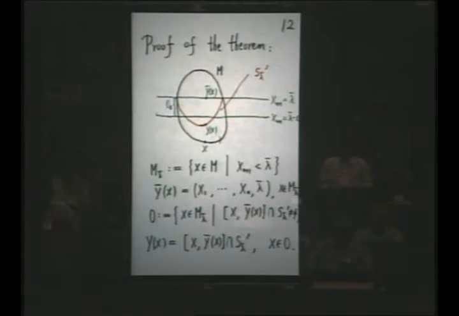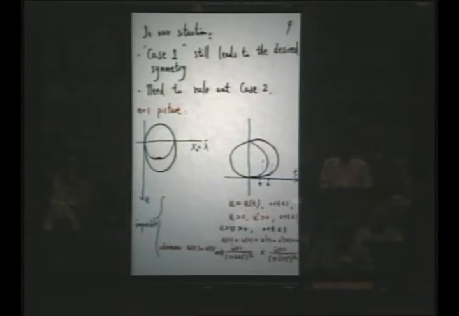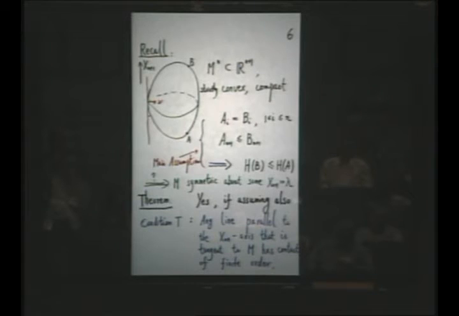Okay, so let's go back to the theorem. The theorem whose proof I'm going to describe is the following. Take a strictly convex surface with smooth boundary. The main assumption is that in this direction, if I have two points A and B, then the mean curvature at B should be less than or equal to the mean curvature at A. So this is the main assumption.